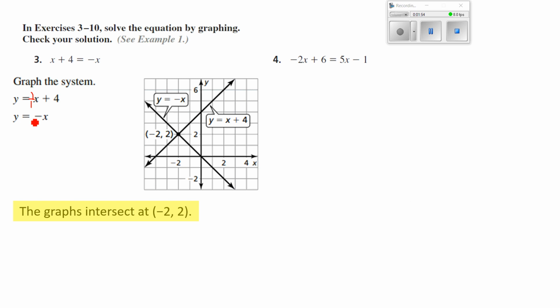And then y equals -x. Well, if y equals -x, it means they're starting at the origin, which is what they did here, and it's going down 1 and over 1 because the slope is -1 over 1. And if they went down 1 over 1 over here, they'll have to go up 1 and over 1, up 1 and over 1. And they meet here at -2 and 2. You have number 4 to do.